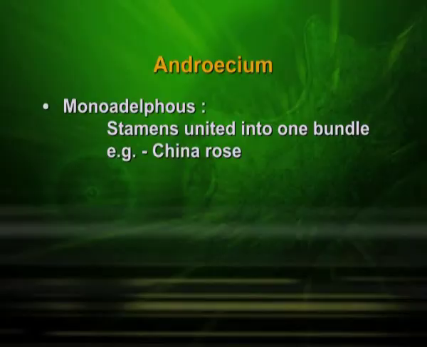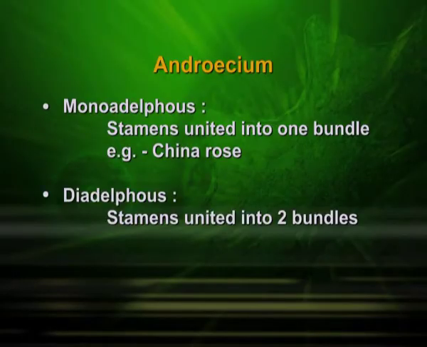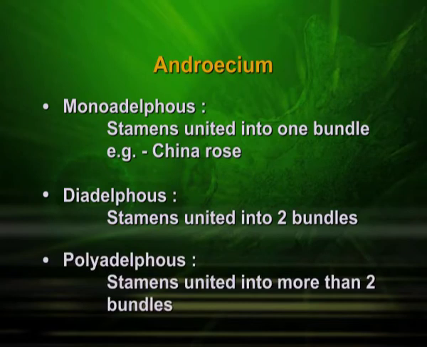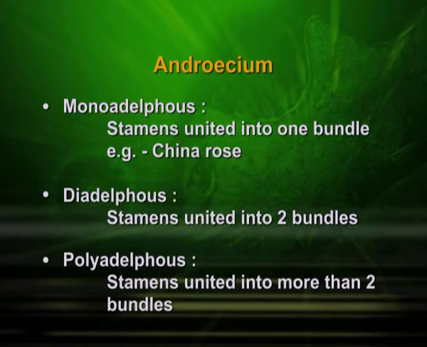Basing on the nature of the arrangement of stamens, they are also categorized as monoadelphous, diadelphous and polyadelphous. When the stamens are united into one bundle, in case of China rose, it is called monoadelphous. When the stamens are united into 2 bundles, this is one bundle, if it is united into 2 bundles, then it is called diadelphous. If the stamens are united into many bundles, we call it polyadelphous.